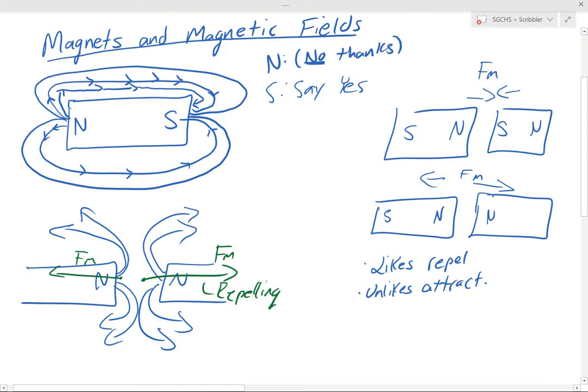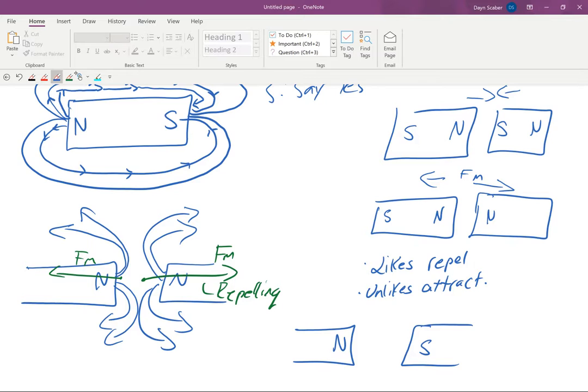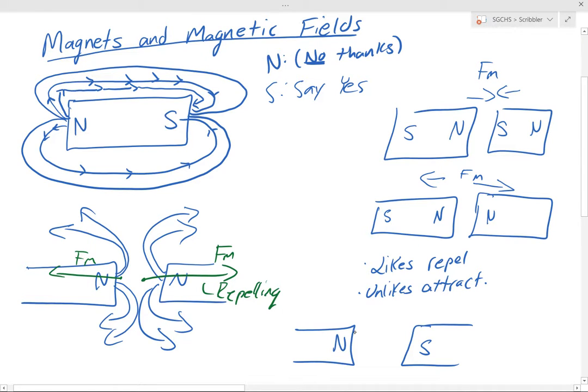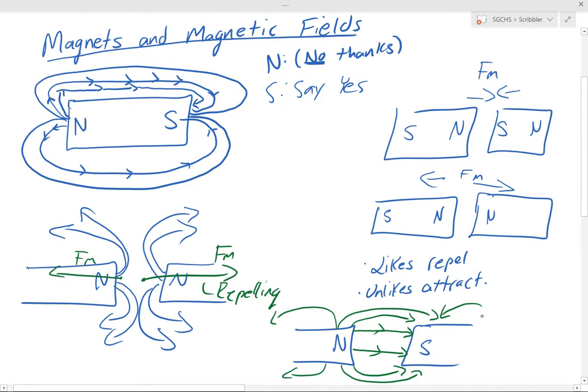Whereas if you have it the opposite way, let's say you have a north pole and a south pole here, when you draw your magnetic field lines, your north end is going to say no thanks, but your south end is going to say yes. So this is roughly how you're going to draw your magnetic field lines at this point. And then as they go further away, they're not going to quite interact, so it'll look something more like this. And then you'll have your magnetic field lines coming in from over here directed towards your south.